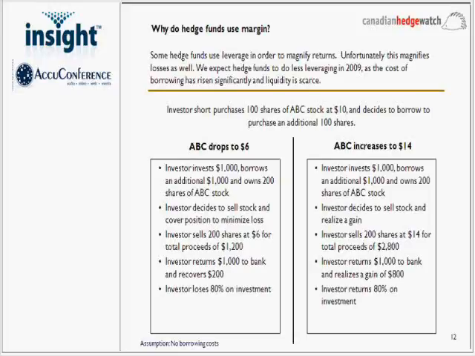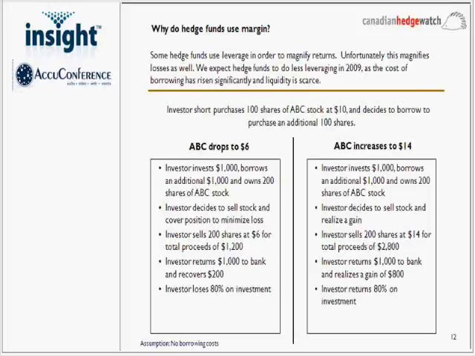And so let's just say the ABC stock drops to $6, which is a 40% drop in the stock. The investor sells 200 shares at $6 and gets total proceeds of $1,200, and then the investor returns $1,000 to the bank and only recovers $200. In this case, because the hedge fund leveraged, the hedge fund ended up losing 80% on the investment rather than the 40% in the stock. So as you can see, it can magnify losses, but on the flip side, it can also magnify returns.